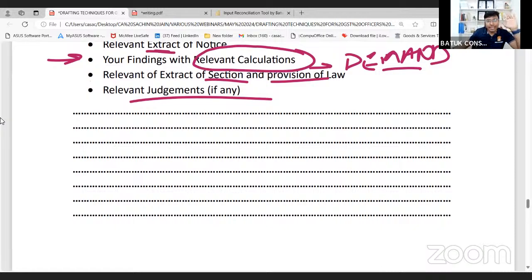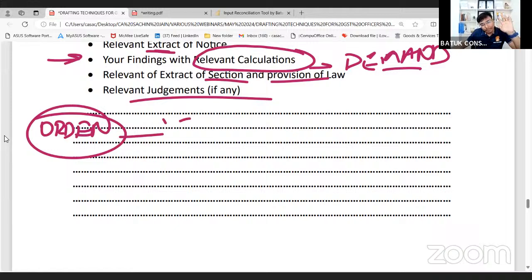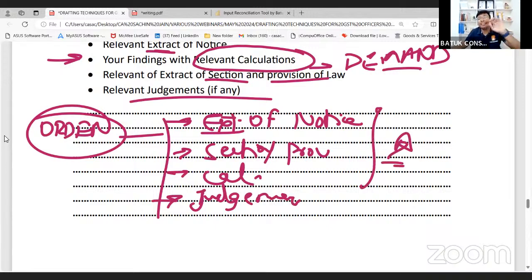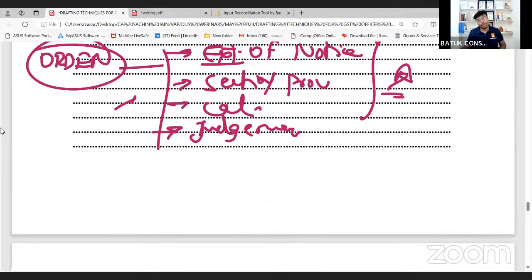So basically whenever I prepare the reply or whenever I pass the order, one common thing is there: extract of notice, section and provision, calculation, judgments. These things are the mandatory part of your order. Okay, what else should be there we discussed in different scenarios, but these should be the part of your order.